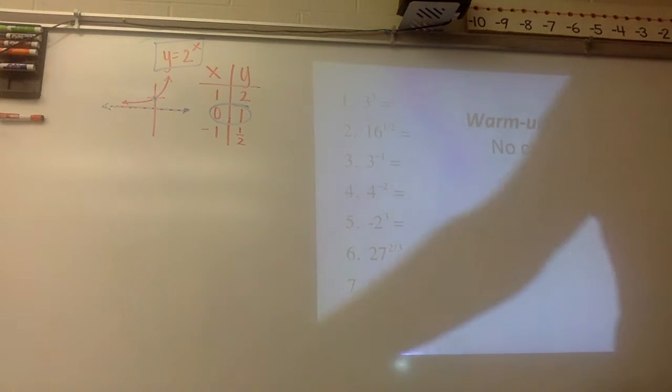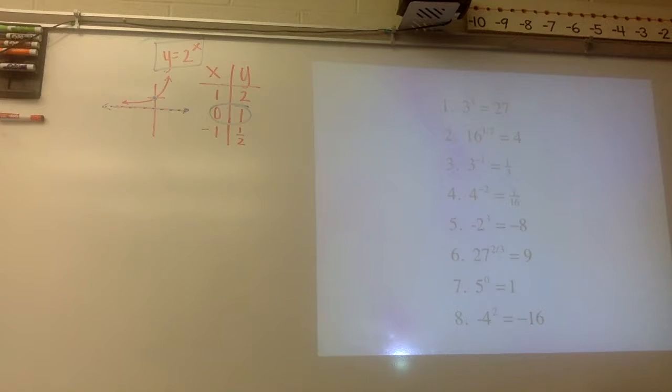All right, so here are your answers. Quick check. 3 to the third is 27. 16 to the 1/2 is 4. 3 to the negative 1 is 1/3. 4 to the negative 2, 1/16. Negative 2, not in parentheses, raised to the third power is negative 8. 27 to the 2/3 is 9. 5 to the 0 is 1. And negative 4, again, not negative 4 in parentheses, raised to the second power is negative 16.